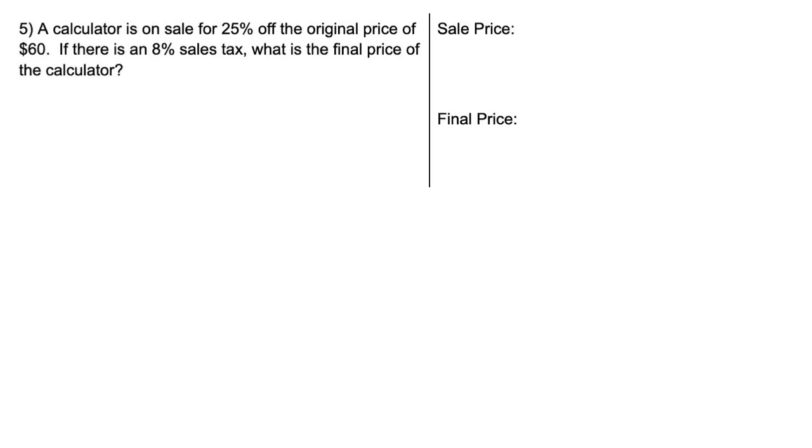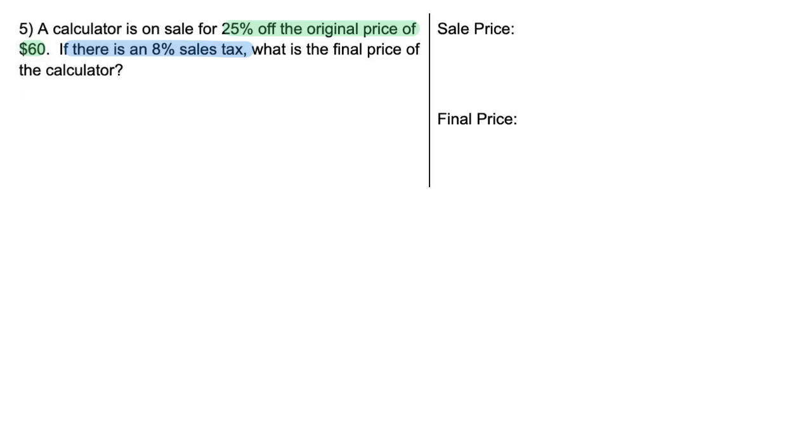All right, number 5 is one of those monster problems. It says a calculator is on sale for 25% off the original price of $60. That's going to be one part. But then we have to add sales tax, and we want the final price. All right, so this is a monster.